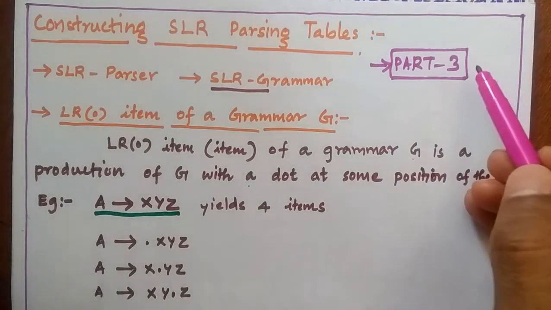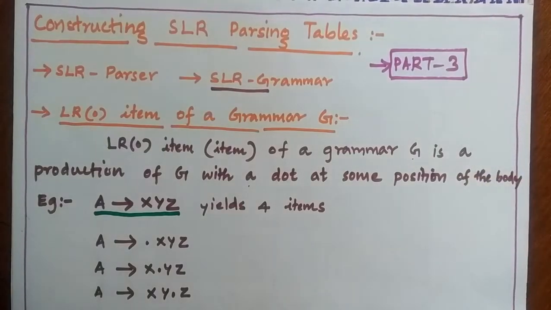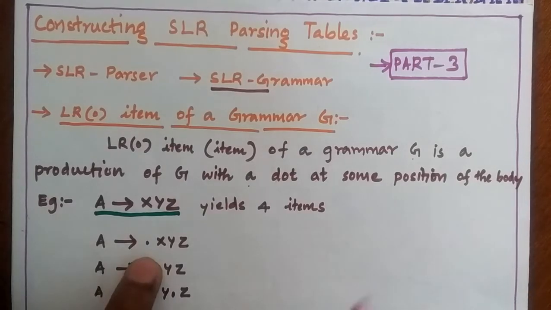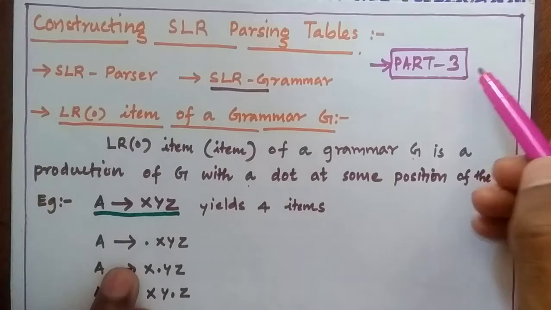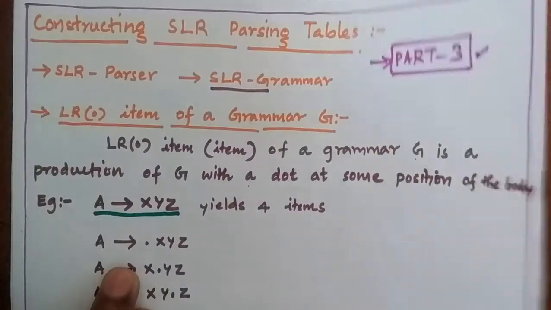So this is part 3. In parts 1 and 2 we have seen how to find the closure function and goto function, and how to construct canonical LR0 collections. In part 3 we will construct the SLR parsing table.